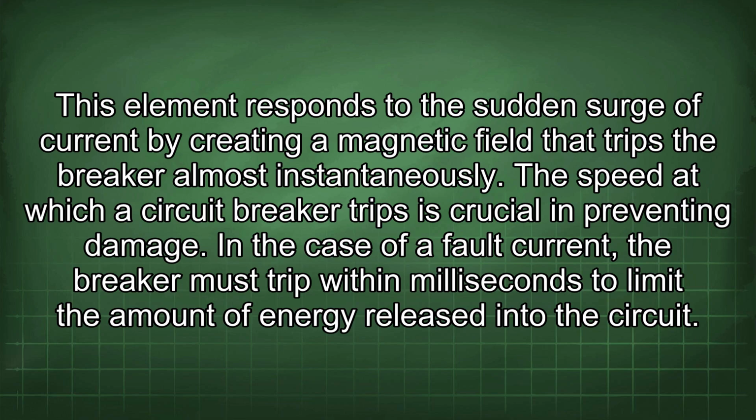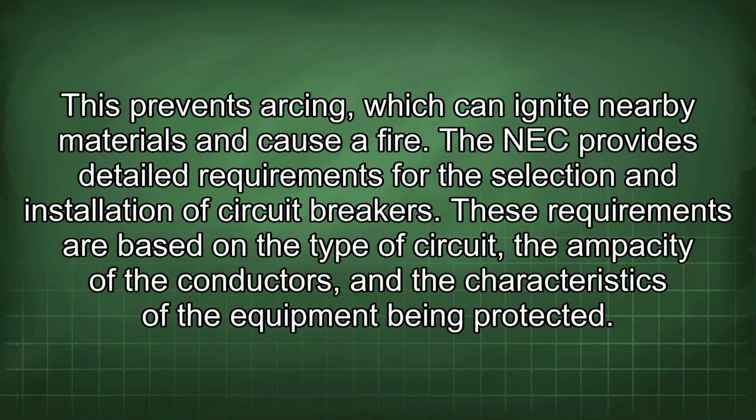The speed at which a circuit breaker trips is crucial in preventing damage. In the case of a fault current, the breaker must trip within milliseconds to limit the amount of energy released into the circuit. This prevents arcing, which can ignite nearby materials and cause a fire. The NEC provides detailed requirements for the selection and installation of circuit breakers. These requirements are based on the type of circuit, the ampacity of the conductors, and the characteristics of the equipment being protected.